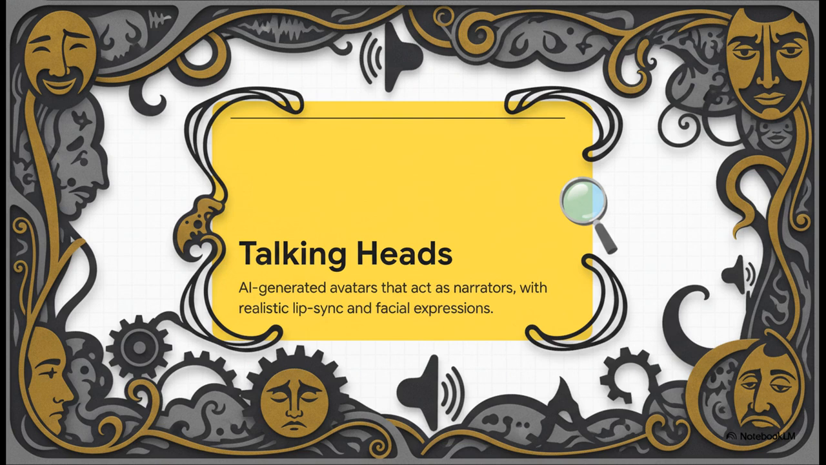You pick an avatar, give it your script, and it narrates it for you. But it's not just a robot reading words. The AI actually analyzes the script for emotional tone. It gets the difference between something exciting versus something serious, and it brings the narrator to life with these tiny, realistic facial expressions that actually match the feeling of what's being said.